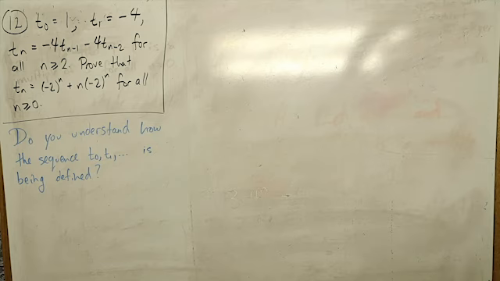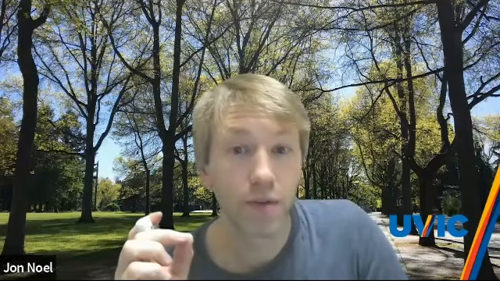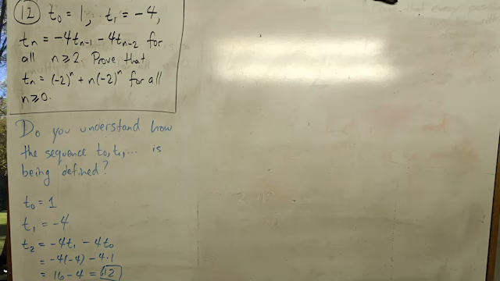So let's go through just the first few values of tn and see how this recursive definition tells us what tn is equal to. First of all, t0 is equal to 1. We were just told that in the question. Next, t1 is -4. Again, that's just told to us in the question. Now, when I want to compute t2, what is it equal to? The question tells me that the definition of t2 is that it is -4 times t1 minus 4 times t0.